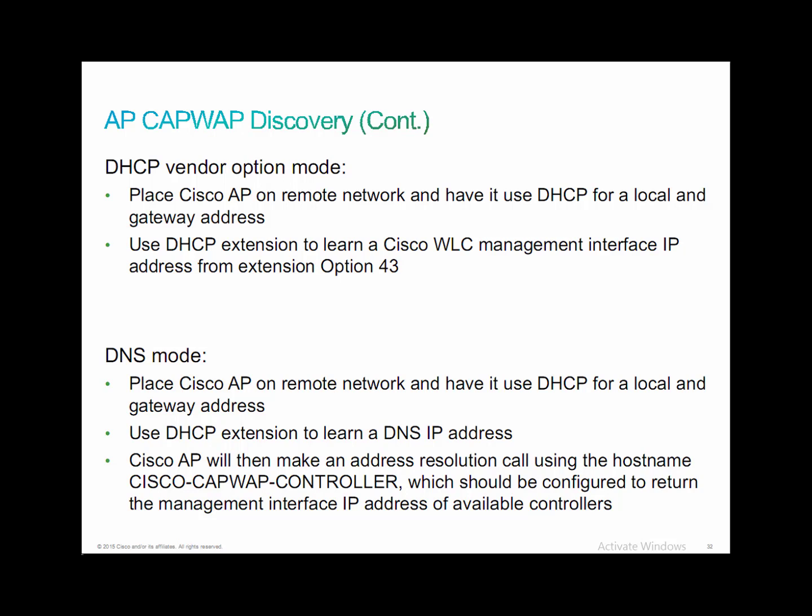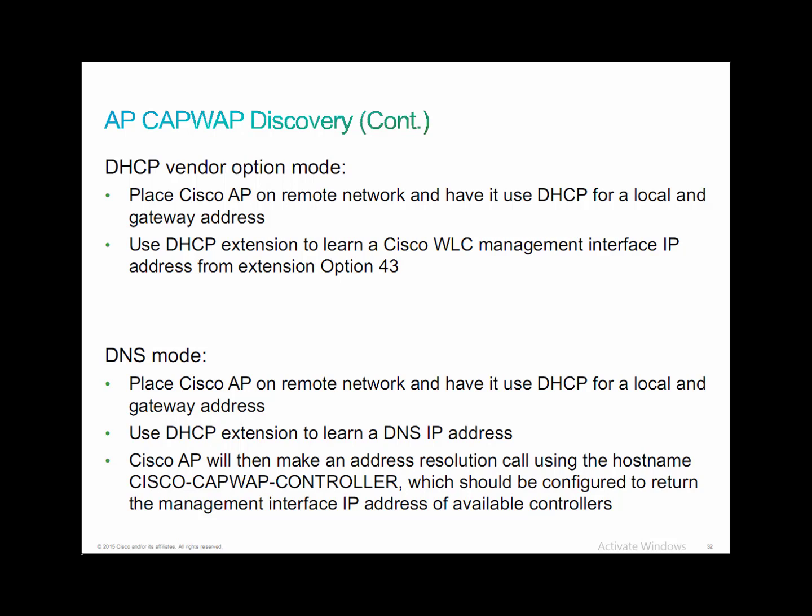It's actually sent in the DHCP offer message. So the first step in DHCP is to discover, the second step is the offer, the third step is the request, and then the fourth step is the acknowledgement. So actually, it's sent in that DHCP offer message. The AP uses that information to send a unicast discover message to each of the controllers.